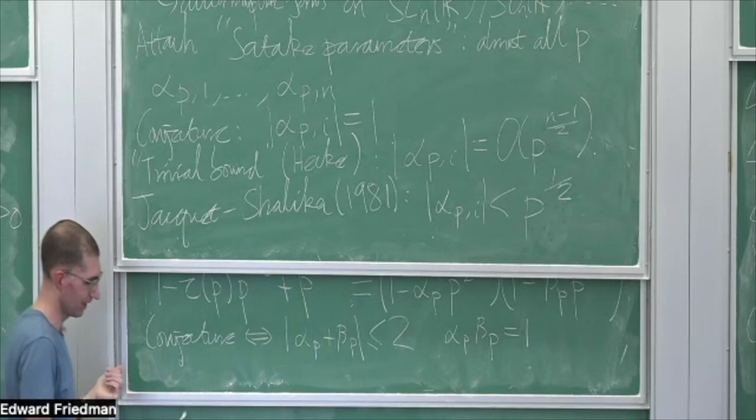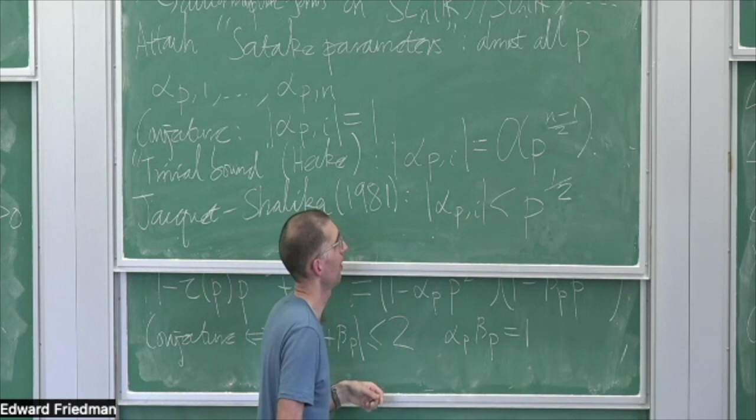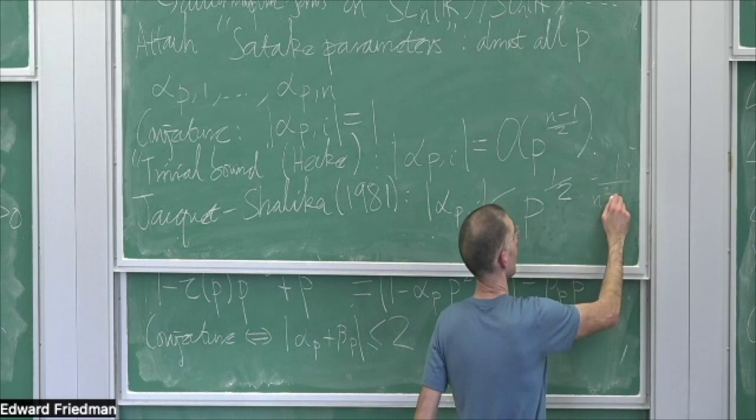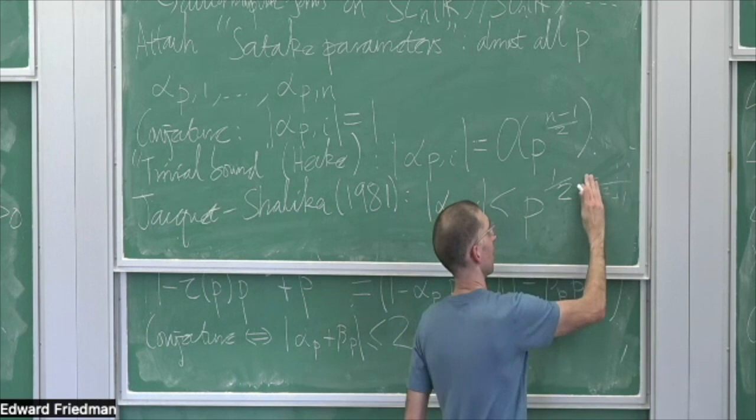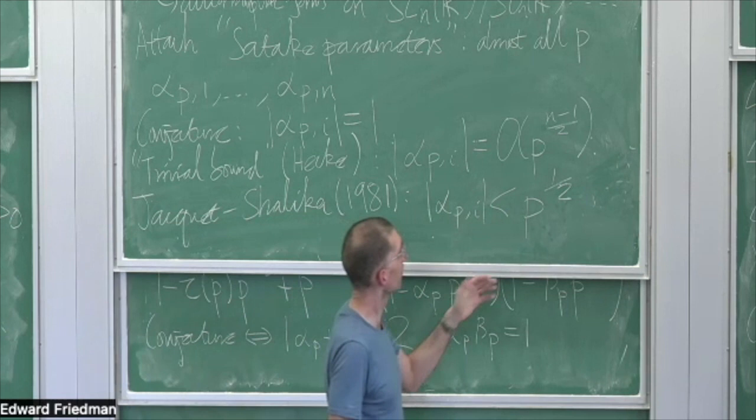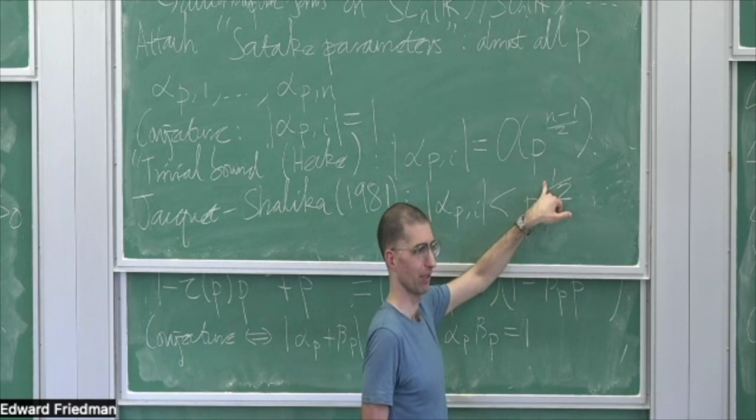I think the best bound in general is what Luo, Rudnick, and Sarnak can prove. You can subtract off an n squared plus part in general. That's the best bound. So in particular for large n, you're doing a little bit better than p to the half, but not that much better, and nowhere near p to the zero.